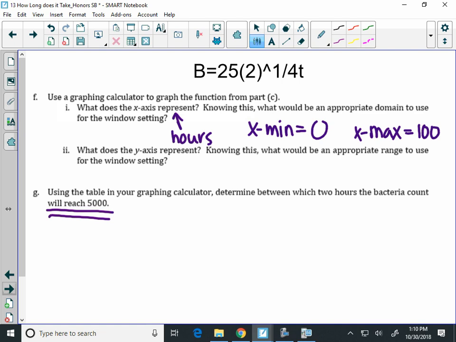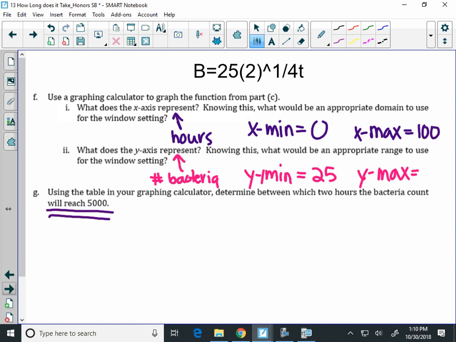And then what does the y-axis represent in this problem? The number of bacteria. Okay. And we also need our y minimum and our y maximum. Now, where should I start with my y minimum? 25. Yeah, we can do 25. That's your starting value, so we can start at 25. How high up should we go?